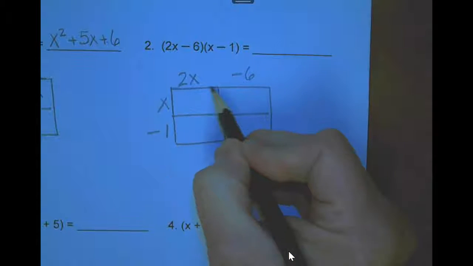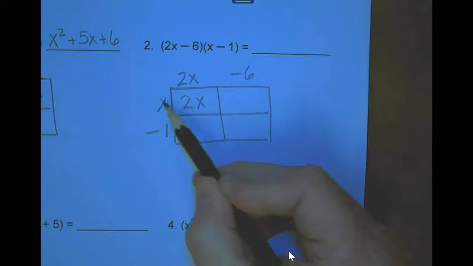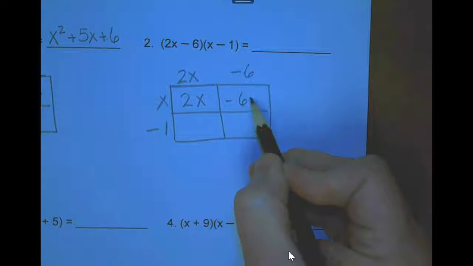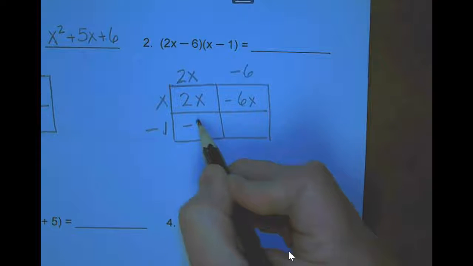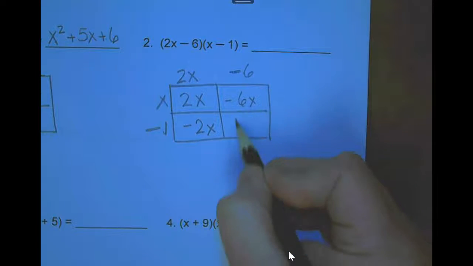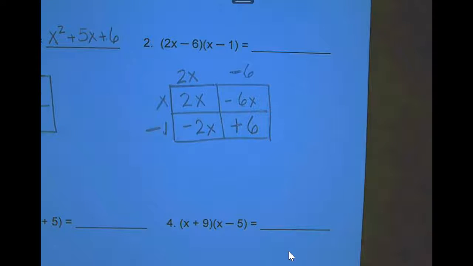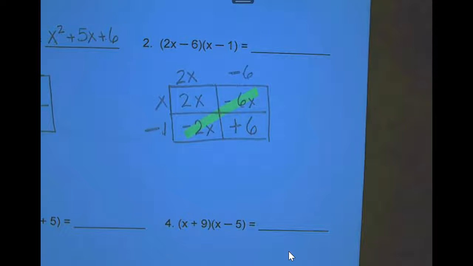The length times the width, when you multiply those two together, you get 2x. When you multiply those two together, you get negative 6x. These two multiplied together, negative 2x. Negative times negative makes a positive 6x. And then you combine like terms. These two terms are alike because they both have x.